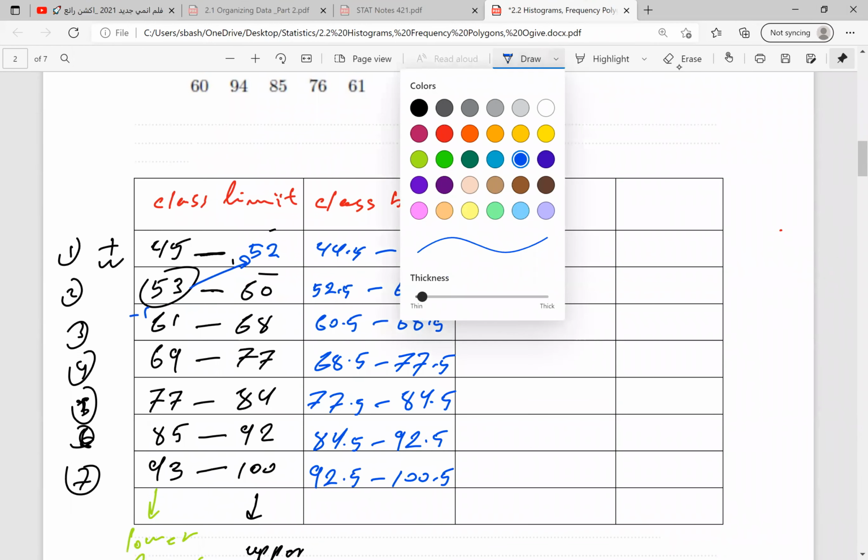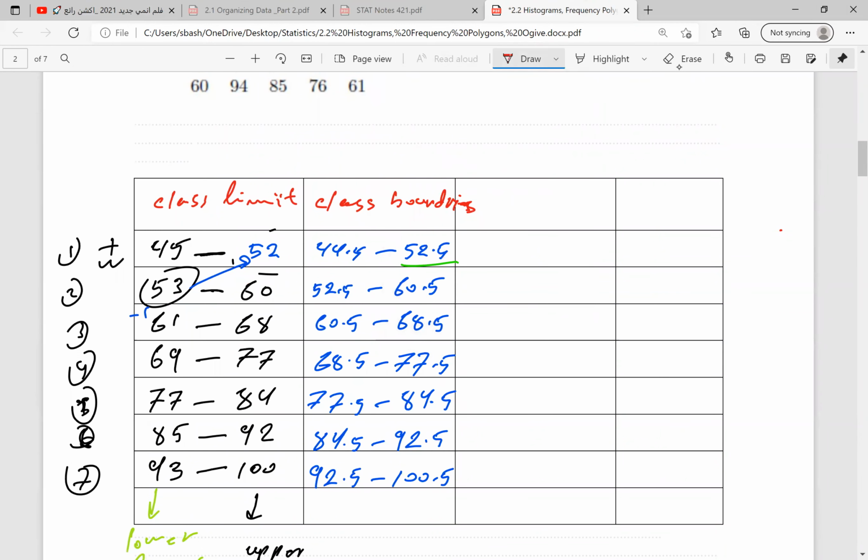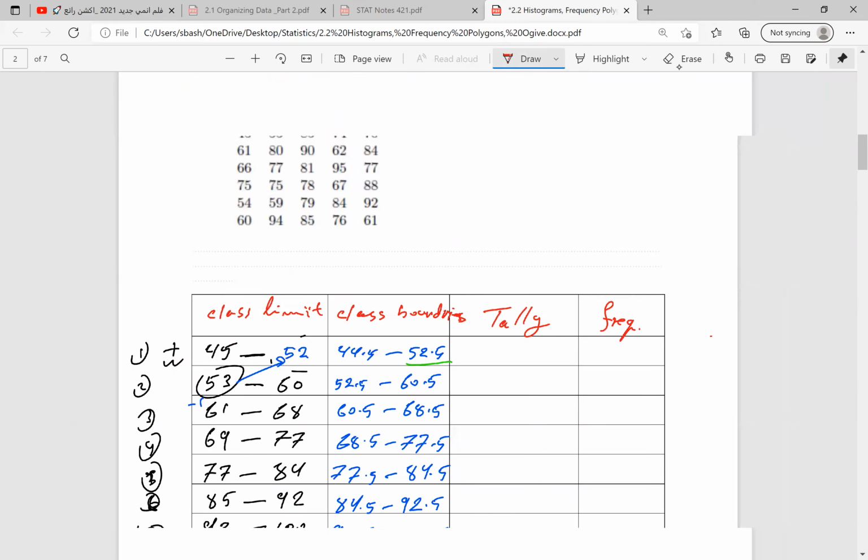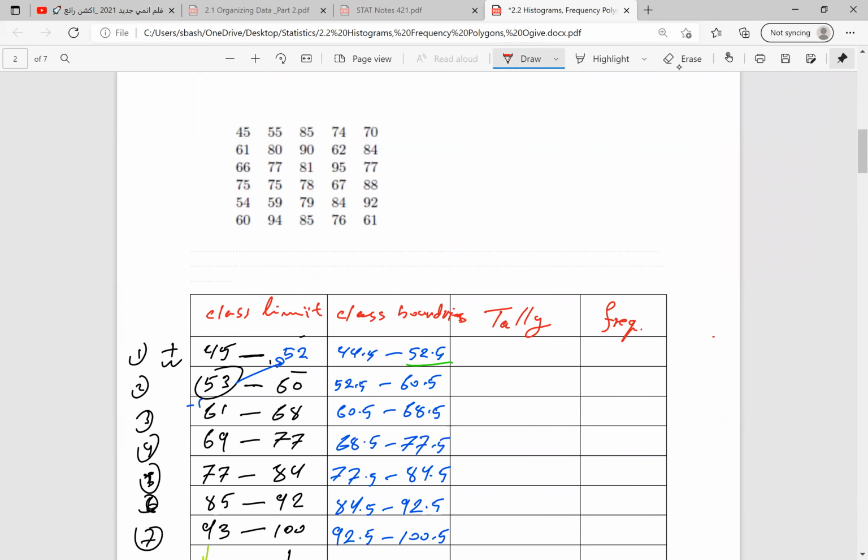Now I need to tally these data. And then the last one, we will write the frequency. Now for the tallies, let's go through this one by one.